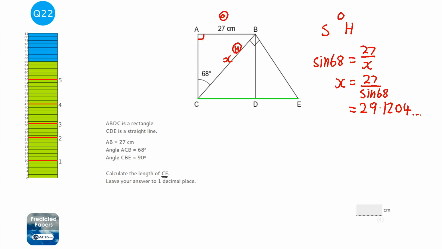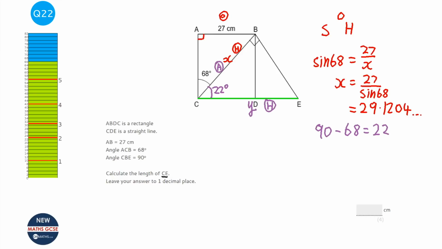So the next thing I need to do is work out CE. Now I'll need this angle here, which actually I can just take away 68 from 90 because it's a rectangle, the whole thing will be 90 degrees. So I'm just doing 90 take away 68, which is 22. So that's 22 degrees. Now I'm looking for this one, so CE. I'm going to call CE Y. And what have I got? I've got the adjacent here. So this is now the adjacent. And I've got the hypotenuse because this is opposite the right angle.